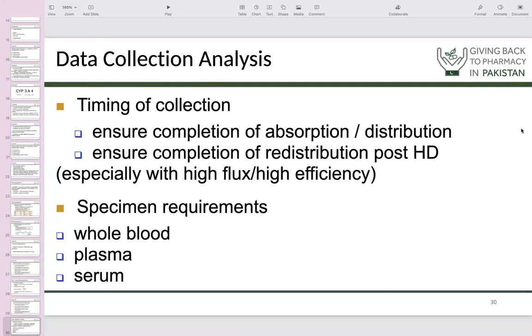If you remember the different compartments, there are 3 compartments: fat, plasma, and serum. So if a drug is less in one compartment, it will be redistributed from other areas. So after a hemodialysis session, especially with high flux and high efficiency dialysis where drugs are highly dialyzed, there will be redistribution. So you should not take a level just after a hemodialysis session. You should give at least 2 hours for the redistribution to occur, and then you can take the level. As for specimen requirement, you have to take whole blood, plasma, or serum, where you measure the concentration of the drug. That is also an important factor in drug concentration monitoring.